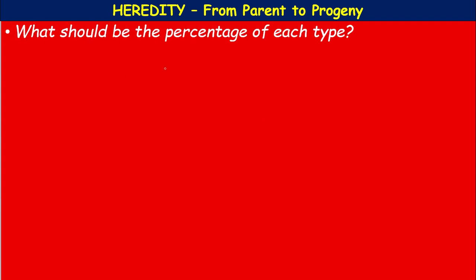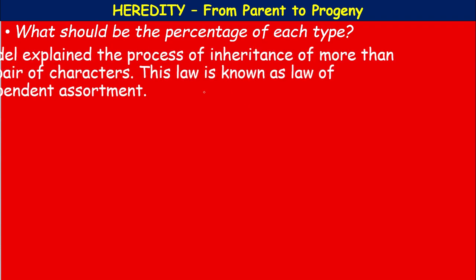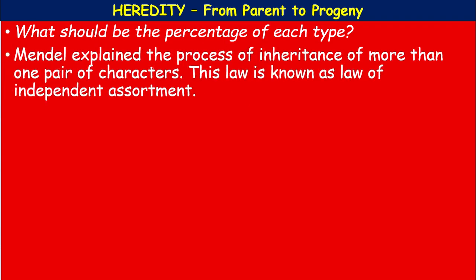So, what should be the percentage of each type? Mendel explained the process of inheritance of more than one pair of characters. This law is known as law of independent assortment. So, what does this law state?